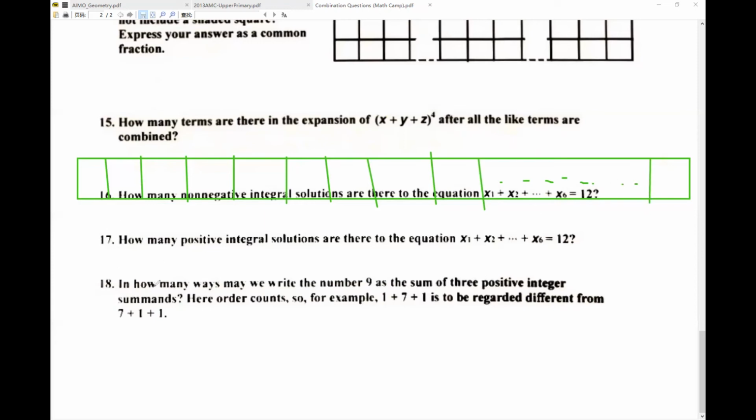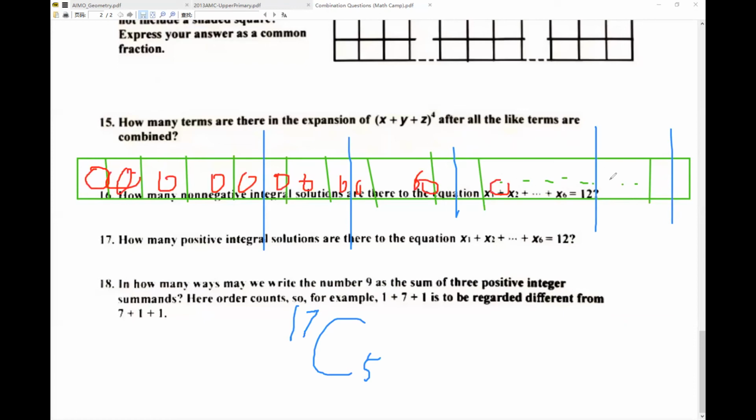Okay, so we just put in the bars. Put in 5 bars. The 5 bars can be anywhere, right? So that means we choose 5 positions, 5 boxes from 17. If the bars are here, then the rest can be circles. So this is a one-to-one correspondence to a solution of the equation x1 plus x2 plus up to x6 equals 12.